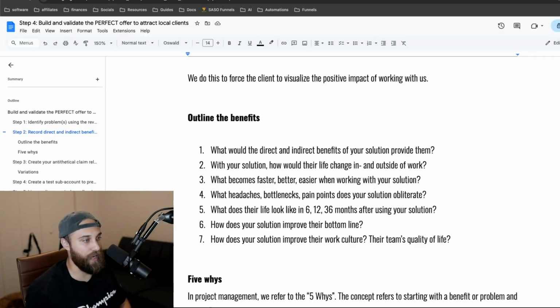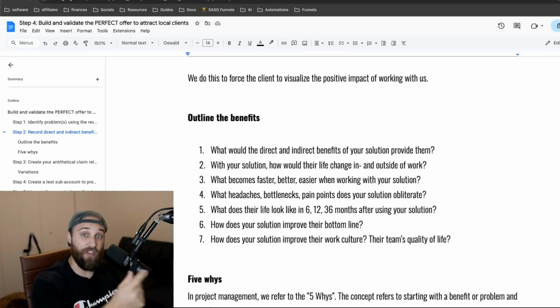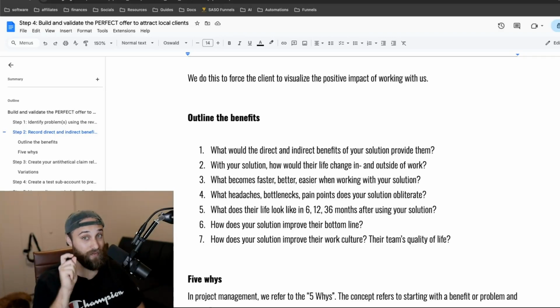Number 5, what does their life look like in 6, 12, 36 months after using your solution? So if you're working with me, let's say you're a physical trainer. If you don't have any results in 6 months, that might not be great. That's probably not good if you haven't lost any weight or if you haven't gained any muscle. On the other hand, if you're a physical trainer and you're doing rehab with somebody, you may want to let them know, hey, look, in 6 months, this is the difference it makes. Now, it's a very small difference, but this is going to add up and add up and add up.